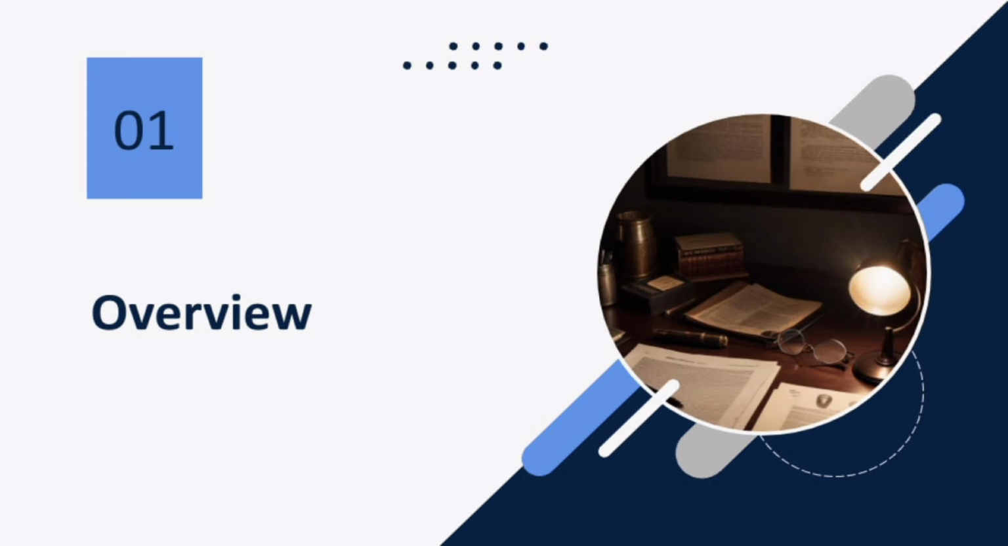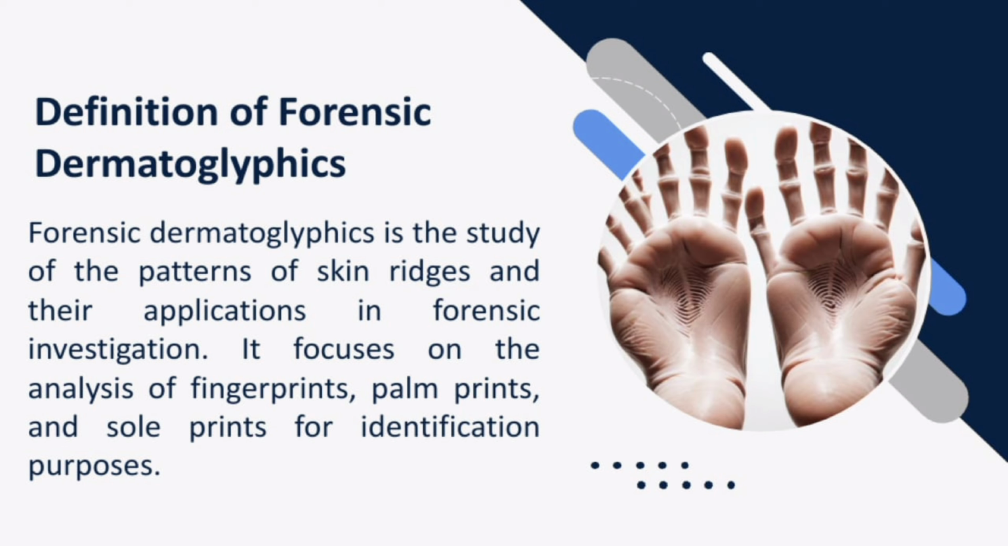Dermatoglyphics. Basically, starting with the overview. So, what exactly does forensic dermatoglyphics define? Dermatoglyphics is the study of the friction ridge patterns of the skin, a study of lines and tracing, and the study of palm print, sole print, hand print, etc.